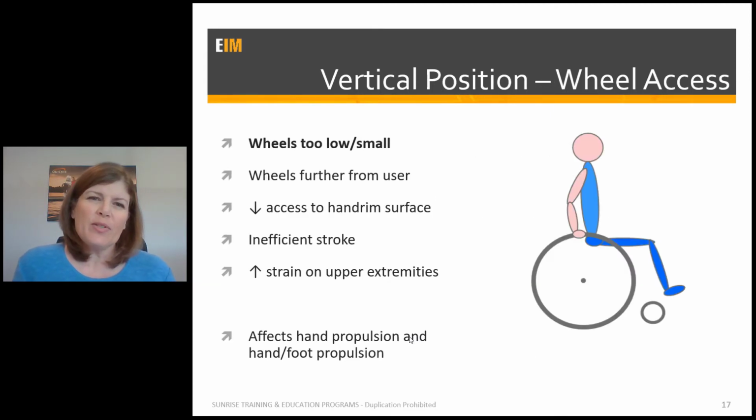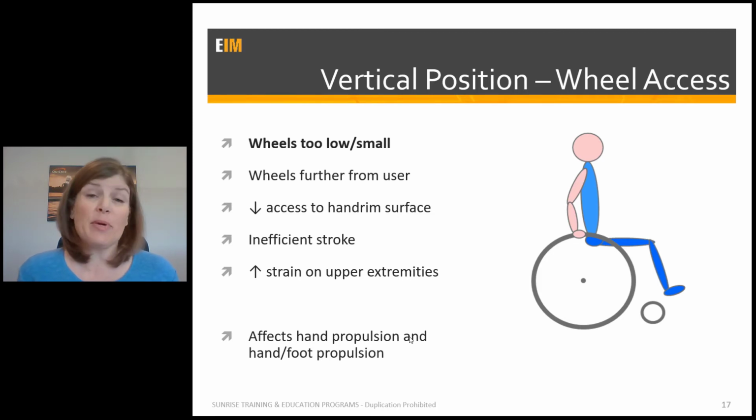Now, when we're thinking about the vertical position of the rear wheel, we need to think about wheel access. If my wheels are too low for a client, or if they are too small, that individual is really reaching down far to access the hand rim. Because the height is not optimal relative to the frame of the wheelchair, the wheels are further from the user, and so they have less access to the hand rim.